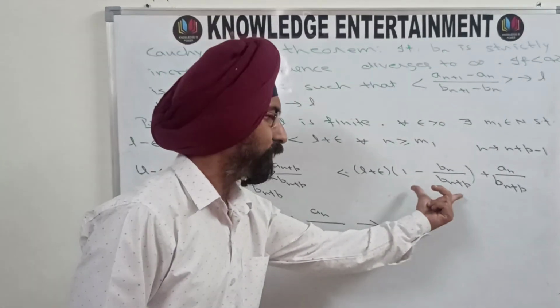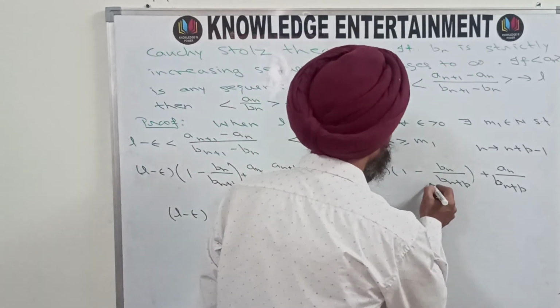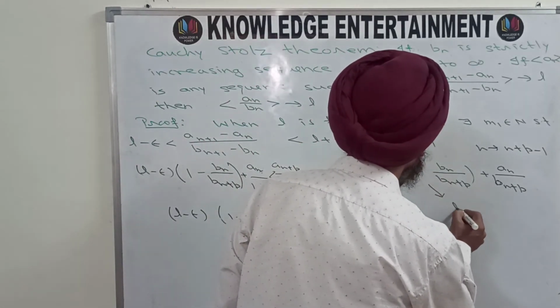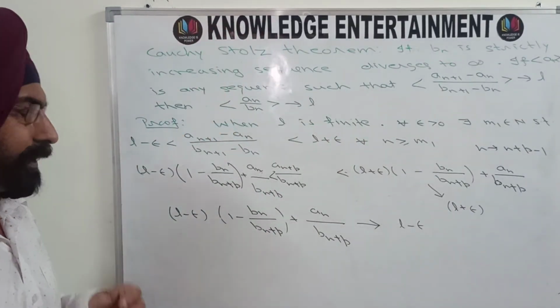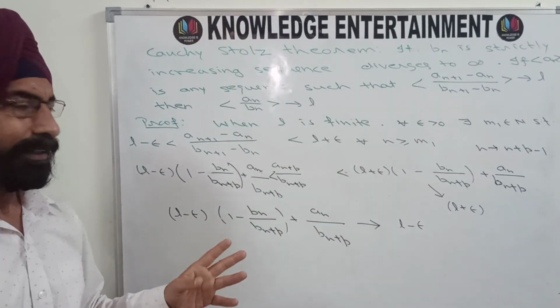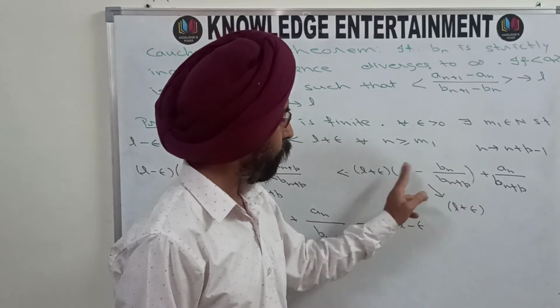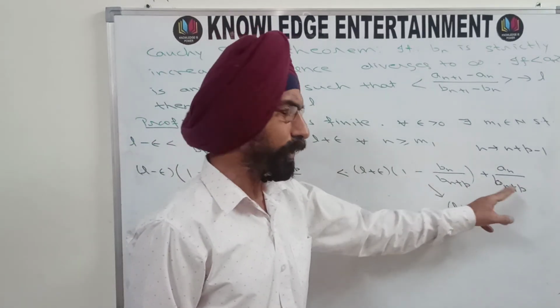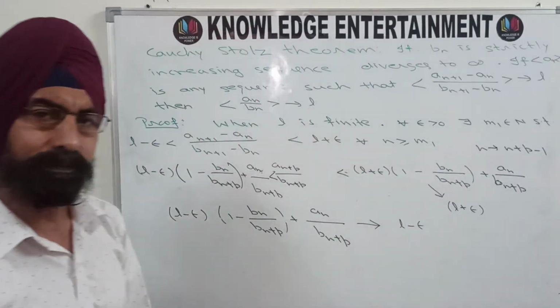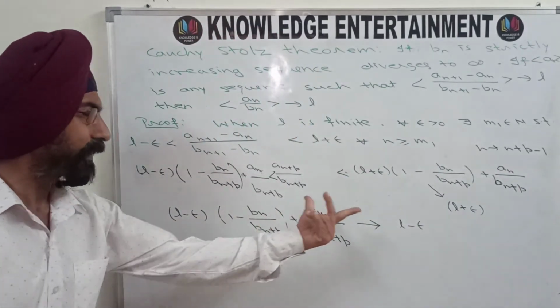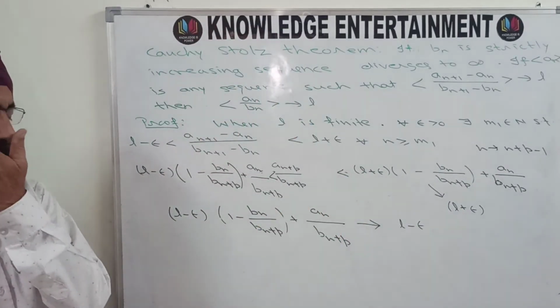Similarly, if you talk about this portion, it will go to l + ε on the same lines, because this will become 0, 1 minus 0 is 1, and it will be 0. So l + ε, 1 minus 0 plus 0 is l + ε. Now it converges to l − ε.